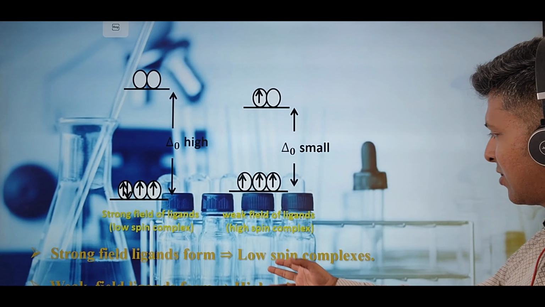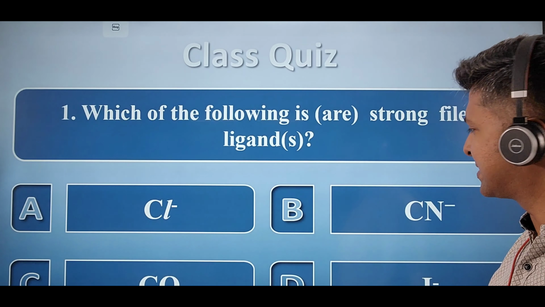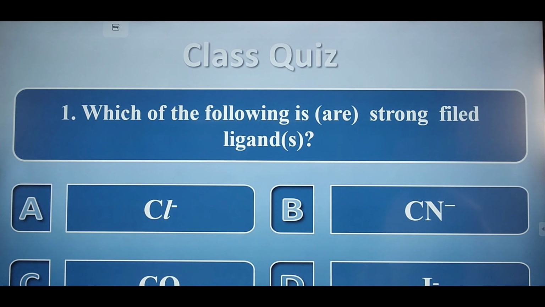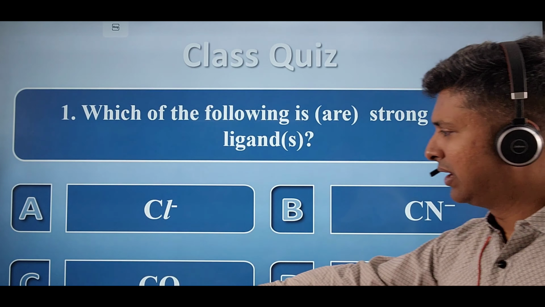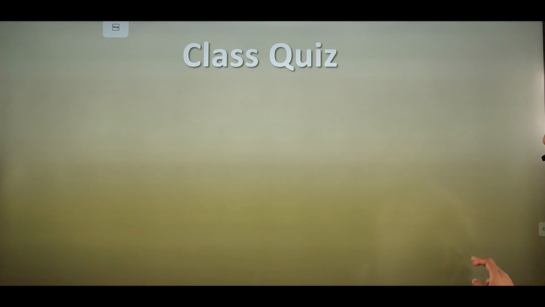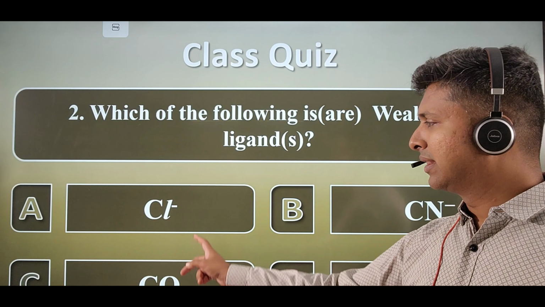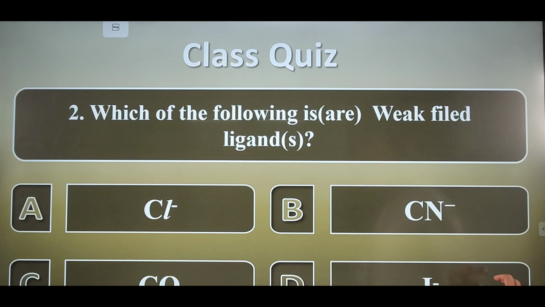Now, strong field ligands, as I already told you, form low spin complexes, and weak field ligands form high spin complexes. Then which of the following is or are strong field ligands? Cyanide is a strong field ligand, and carbonyl is also a strong field ligand, whereas chloride and iodide were weak field ligands, isn't it? Now, which of the following is a weak field ligand? Just to check whether you are paying attention, the answer will be chloride and iodide.